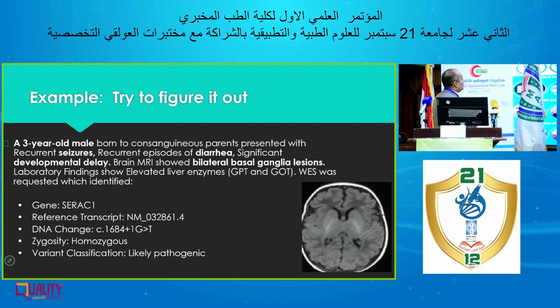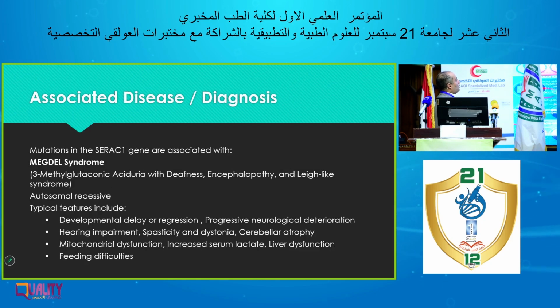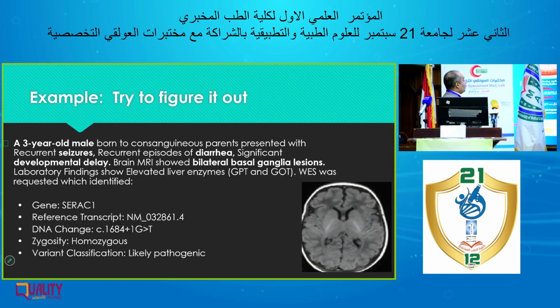Another example, a 3-year-old male patient born to consanguineous parents presented with recurrent seizures, recurrent episodes of diarrhea, and significant developmental delay. A brain MRI showed bilateral hyperintensities. His brother has the same condition, and on labs there were elevated liver enzymes. I asked for whole exome sequencing, and the result was a CRAC1 gene mutation.